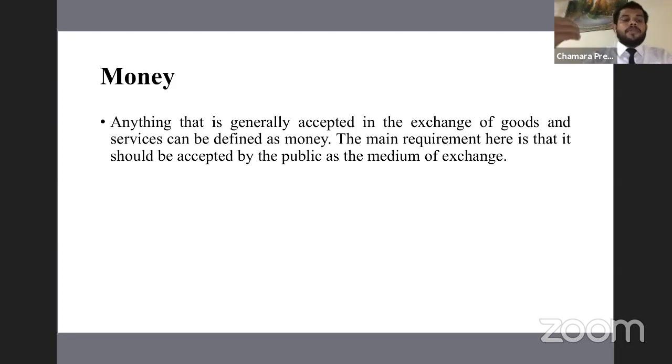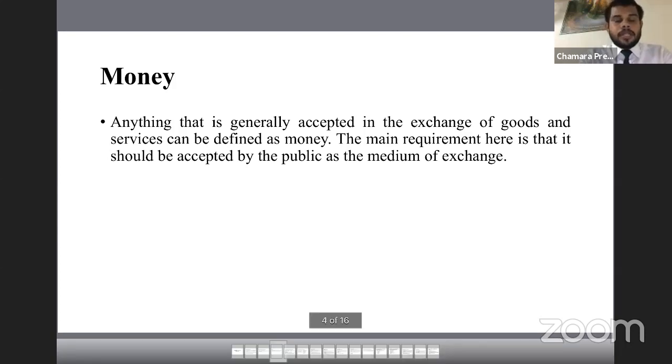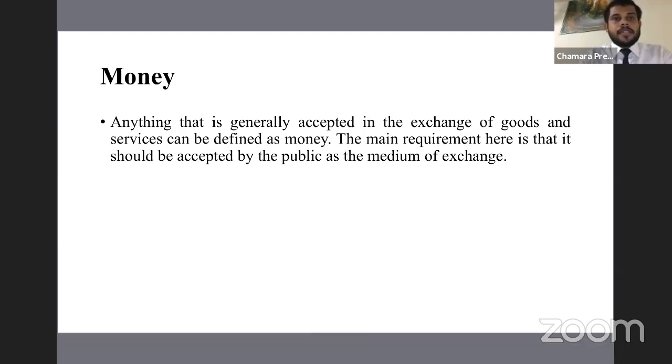So let's start with money as a supportive service. If you define money, anything that is generally accepted in the exchange of goods and services can be defined as money, right? One important word here is the exchange of goods. As I told you previously, we need these supportive services because we are exchanging goods, and we can't just do it alone.